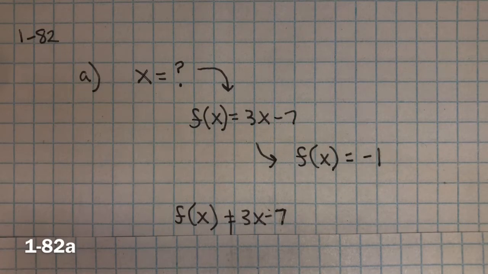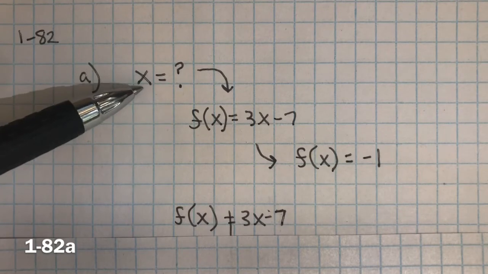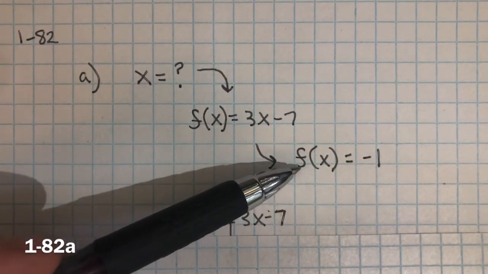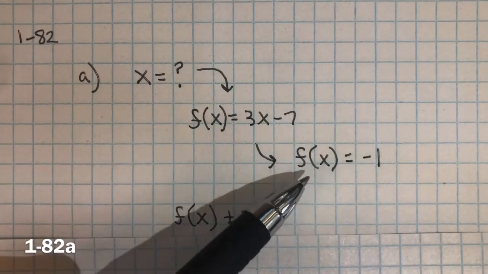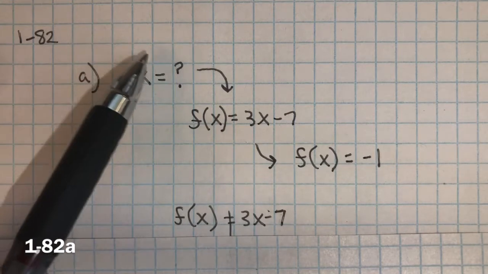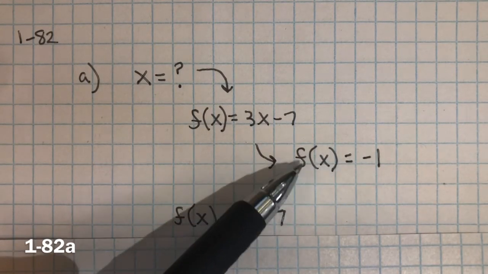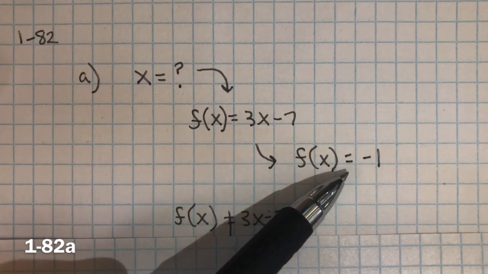For 182, we need to determine the inputs for the following functions with the given outputs. So we don't have the input. We need to determine the input, but we're given the output. In previous math classes, f of x would be y, and we would be solving for y, or we would be given the value of y and solving for x. So y equals -1. So there's no difference. f of x equals -1.